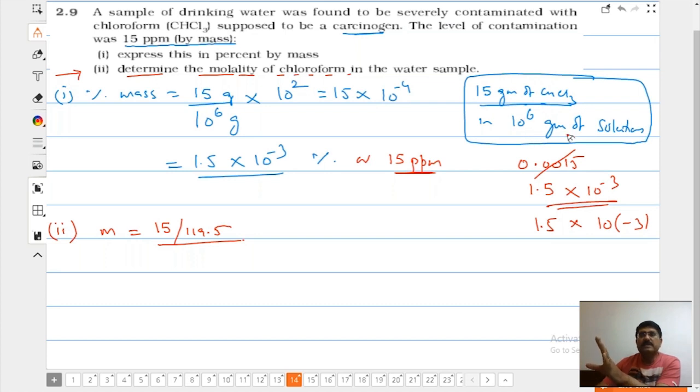Now listen. What is the total weight of the solution? 10 raised to power 6 gram. Out of this, only 15 gram is chloroform. So we can safely neglect 15 gram. So what is the weight of solvent here? 10 raised to power 6 grams.